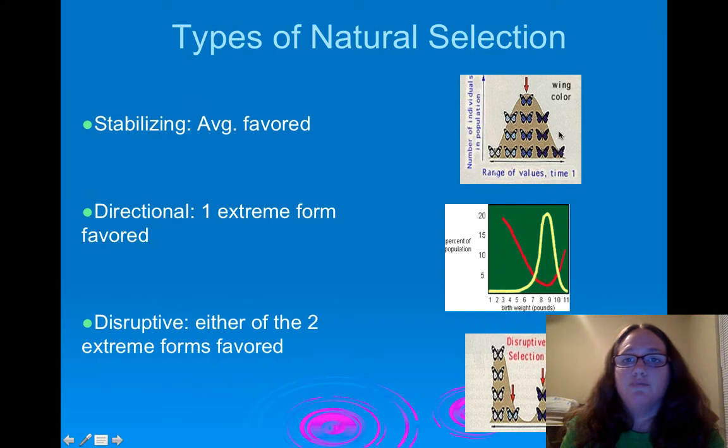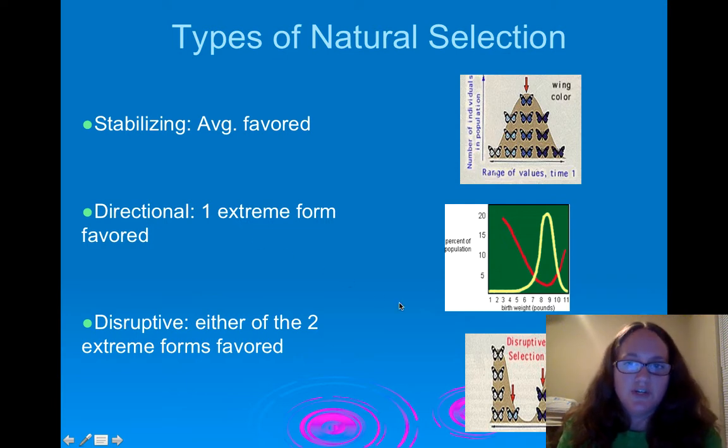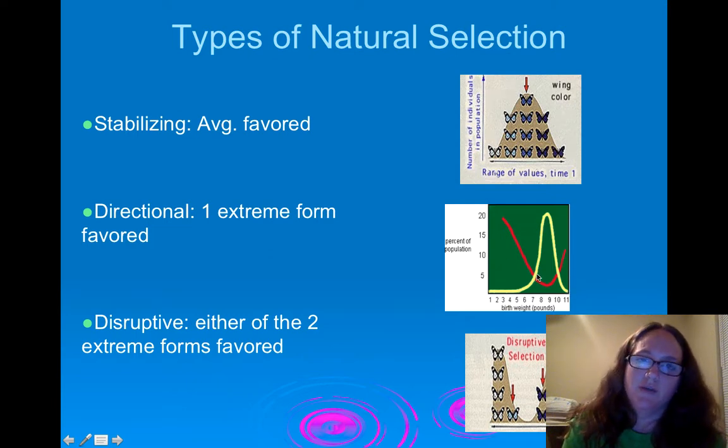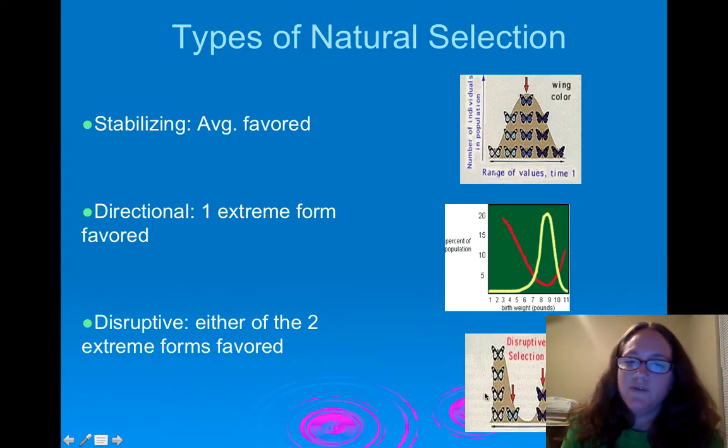Now do make sure that you can match these graphs together with what type of selection it is. Hint, hint. So directional is one of the extremes is favored. So for example, on this, if we're continuing the moths, the yellow line would probably be talking about the darker colored moth. So there's way more darker colored moths and not very many white moths. So the darker colored ones are favored. And then in disruptive, you have both extremes. So you have white is favored and navy is favored, but that lighter blue is not. So either one of those is more desirable.